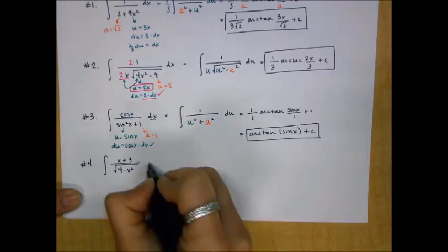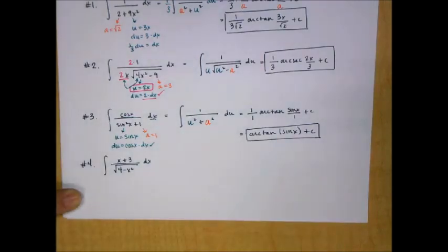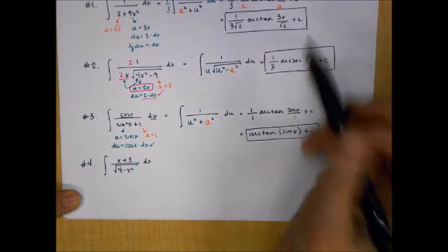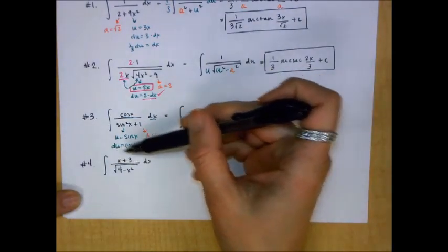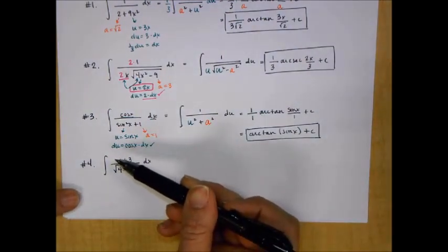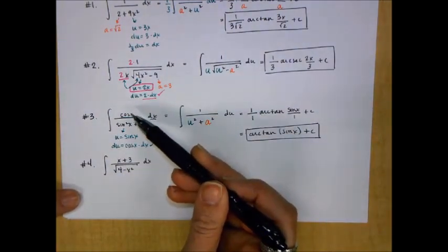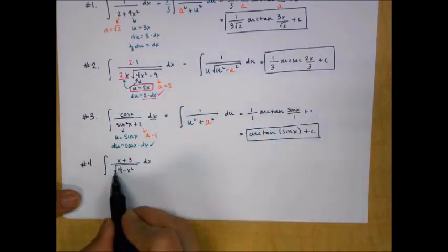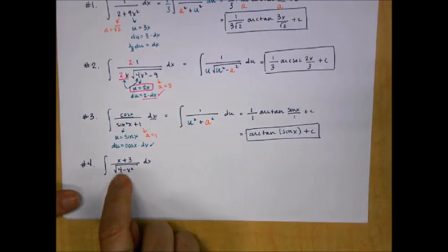So number 4, in order to use the inverse trig functions, we typically just want a constant in the numerator unless our u substitution somehow takes care of any variable. Like in number 3, we took care of cosine and it became a 1. So right now with the square root here, it's not arctangent because it's a squared minus u squared. This is going to be arcsine.